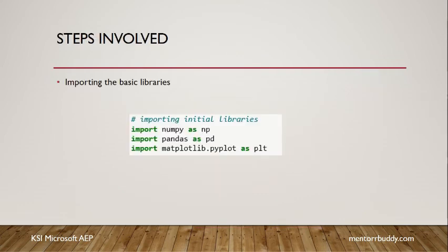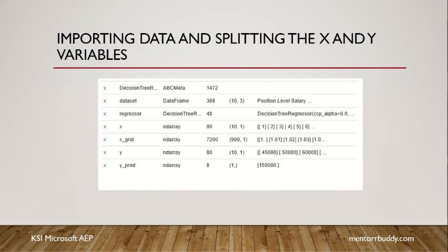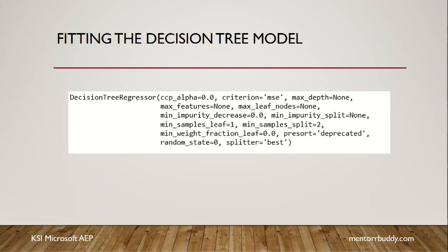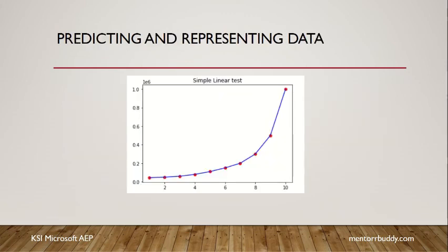Now what are the steps? As we all know, we start by importing the basic libraries, importing the data set, and splitting it into x and y. Once we are done with this, we fit the decision tree model. After fitting the decision tree model, we predict the output and try to represent our data.